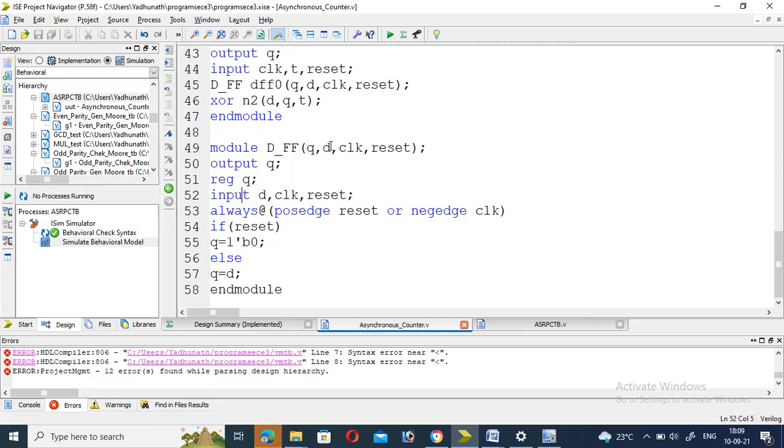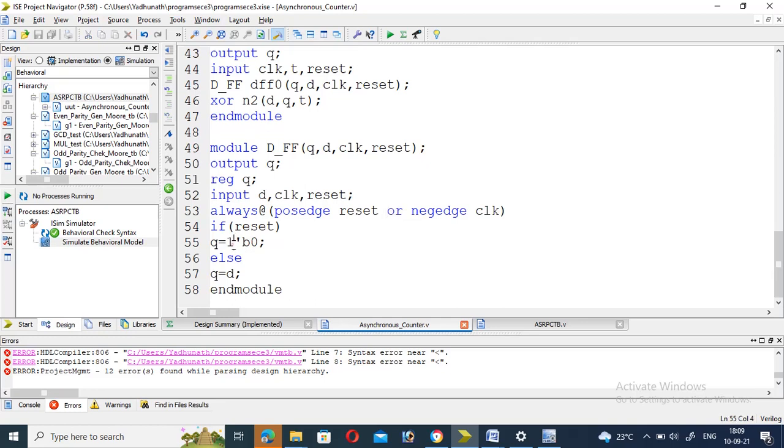What do we do for inputs? D, clock, reset can be treated as inputs, right? Then always at positive edge of the reset or negative edge of the clock, either one of these operations, or means that, or you can also mention this with a comma, it is also working. Okay, then if the reset is equal to high, what should we do? So the flip flop output Q is 0 only, so therefore Q be 0.